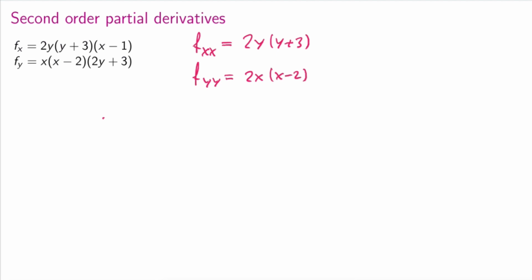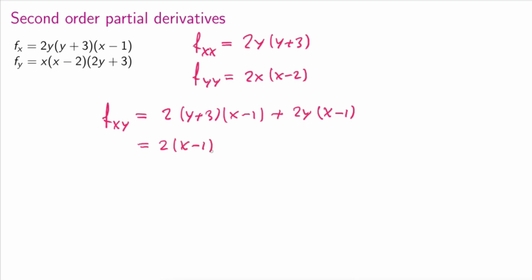And now I need the mixed one, fxy. So I take the x derivative and differentiate by y again. There's a product rule now, because y appears here and here. So then this is 2(y plus 3)(x minus 1) plus 2y. And now differentiating the bracket, y plus 3 gives a 1, so just (x minus 1). So then we have common factors, 2(x minus 1) is a common factor, and there's a y plus 3 and a y, so it's 2y plus 3. And this is the mixed derivative.